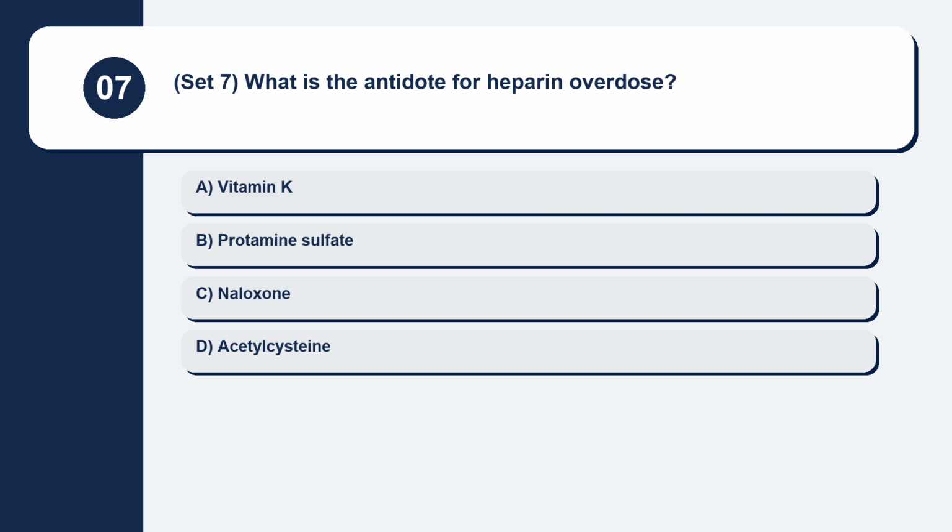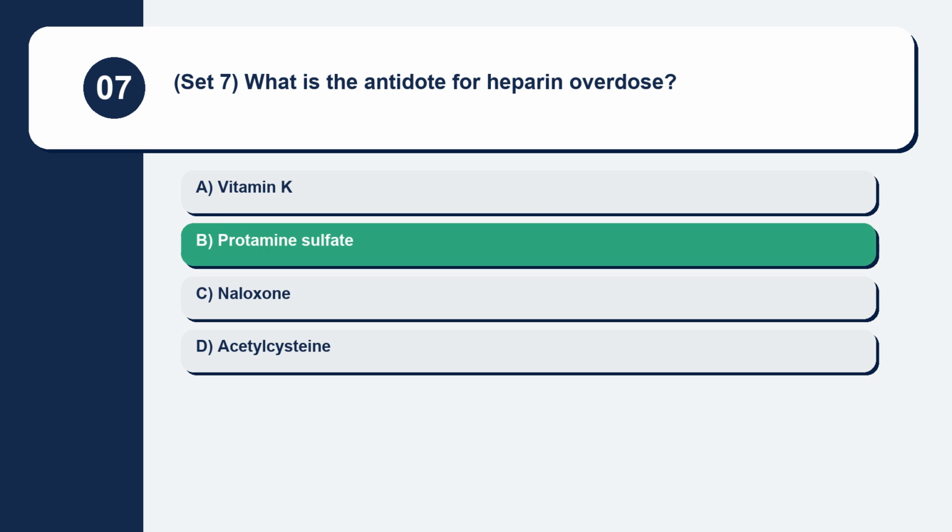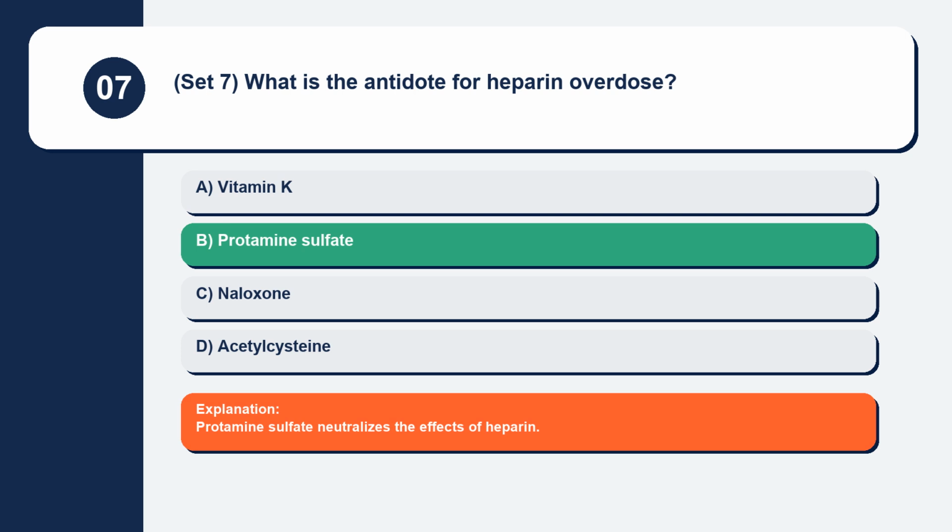Question 7, Set 7. What is the antidote for heparin overdose? Vitamin K, protamine sulfate, naloxone, acetylcysteine. Protamine sulfate neutralizes the effects of heparin.